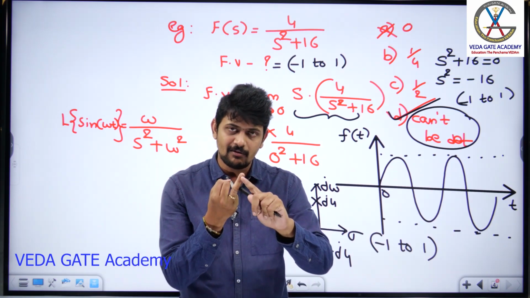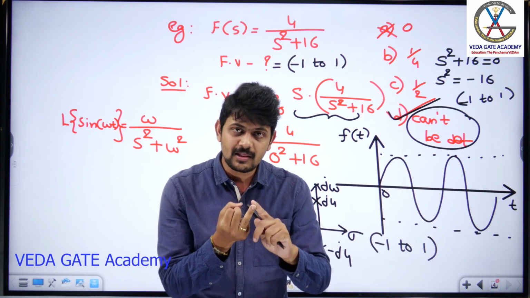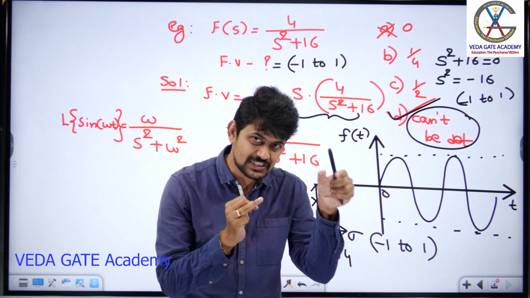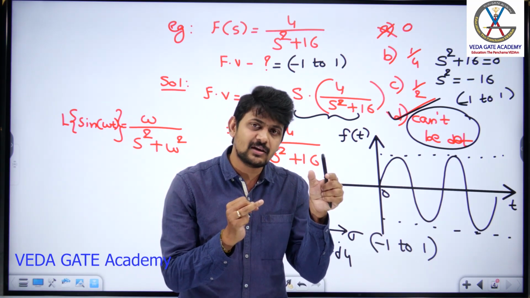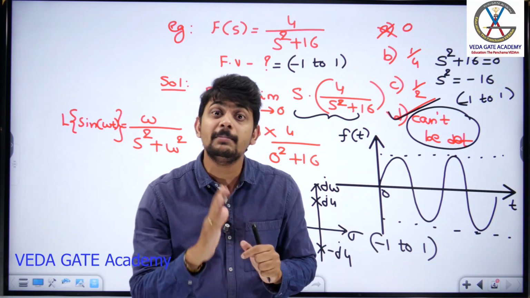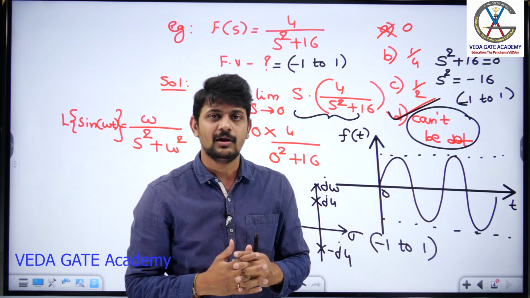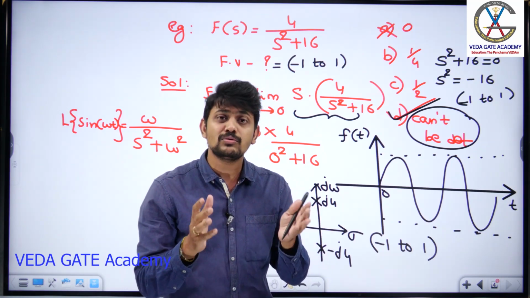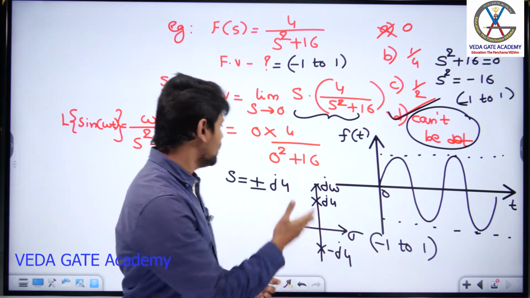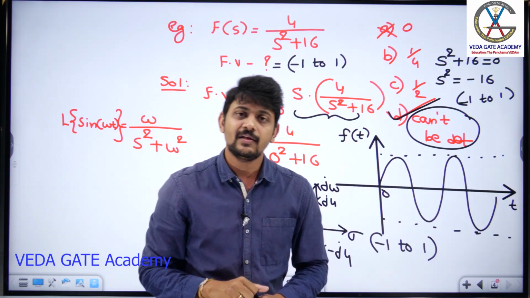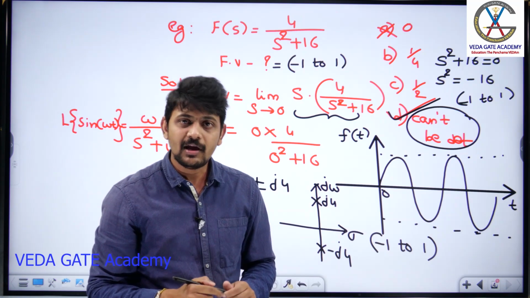Next, coming to the final value theorem. Before applying the final value theorem, you first have to check that the roots of s into f of s lie in the left hand side. That means indirectly I can say my system is stable. If the roots of s into f of s lie either on the j omega axis or in the right hand side of the s plane, in that case the final value can't be determined.